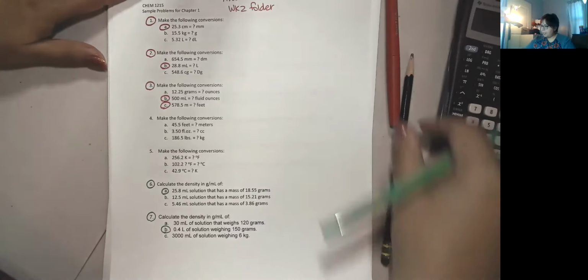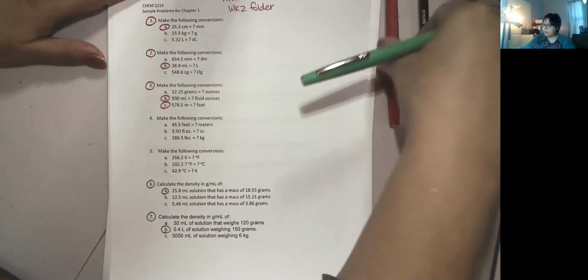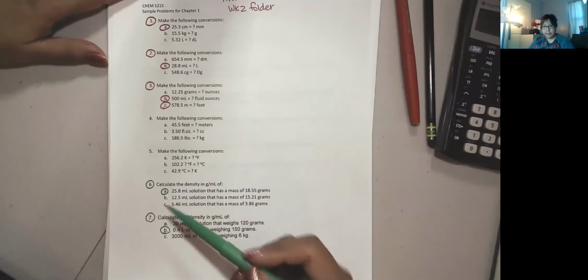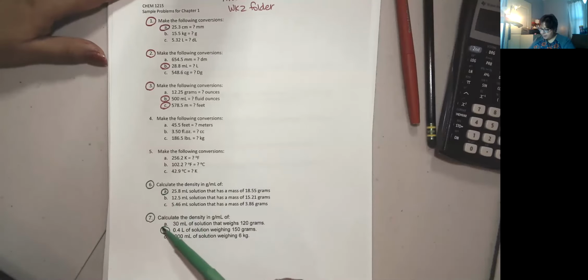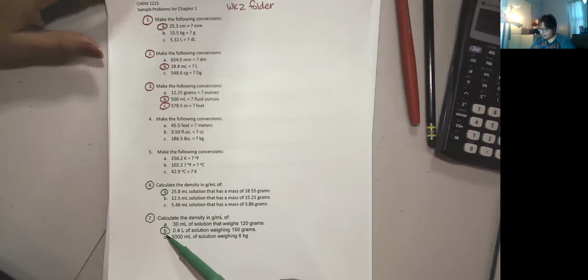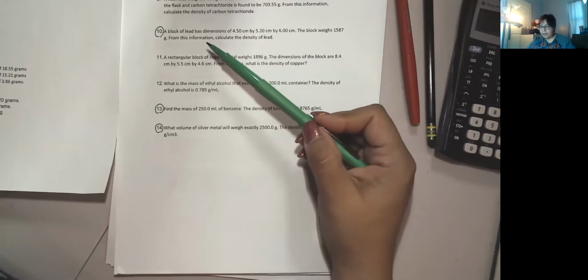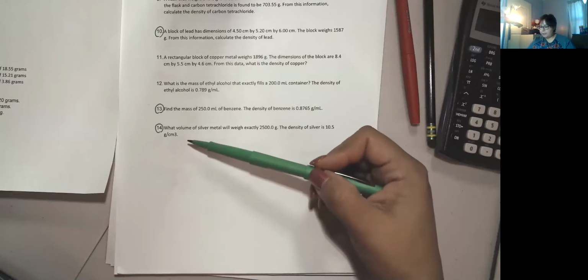In this video, I'm going to do sample problems from the same worksheet, but I'm going to be solving 6A, 7B. These have to do with density. And then I'll skip to the second page, and these also have to do with density, number 10, 13, and 14.